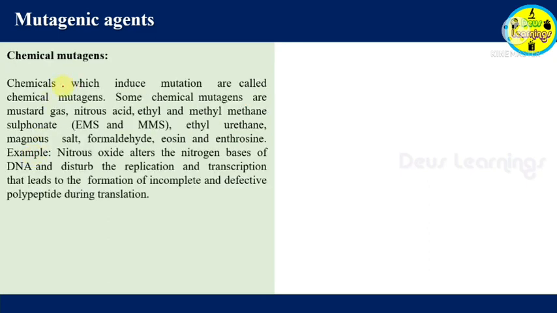Then chemical mutagens. Chemicals that induce mutations are called chemical mutagens. Examples are mustard gas, nitrous acid, ethyl and methyl methane sulphonate, ethyl urethane, magnous salt, formaldehyde, eosin, erythrosine. For example, nitrous acid alters the nitrogenous bases of the DNA and disturbs replication and transcription, which leads to formation of incomplete and defective polypeptides during translation.